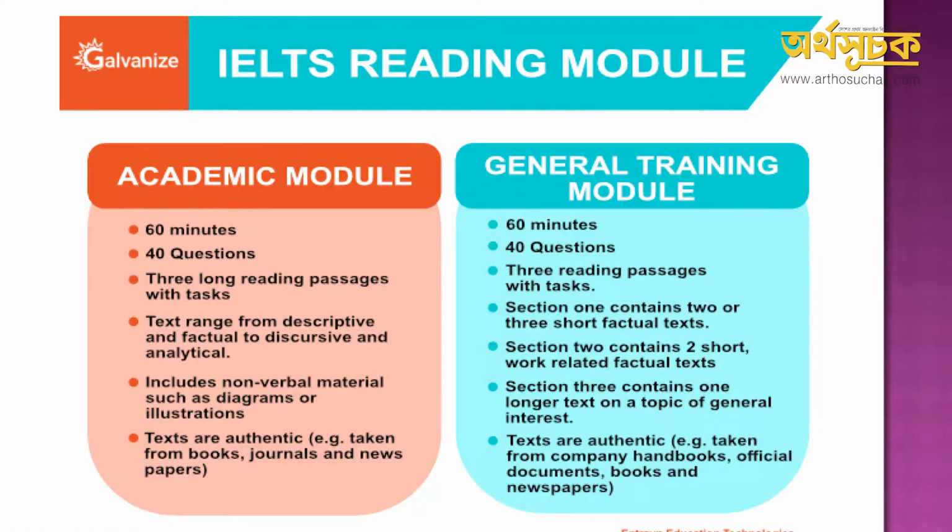Now let's see the general training module, 60 minutes as well, 40 questions again, 3 reading passages with tasks. Section 1 contains 2 or 3 short factual texts. Section 2 contains 2 short work related factual texts. Section 3 contains 1 longer text on a topic of general interest. Texts are authentic just like the academic one.